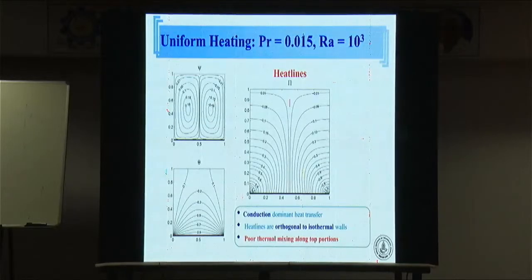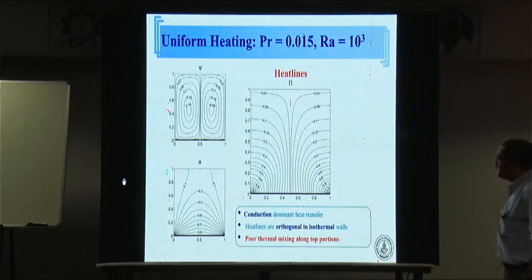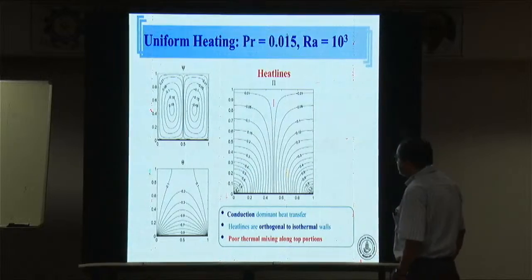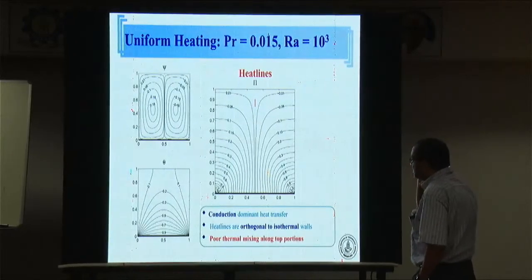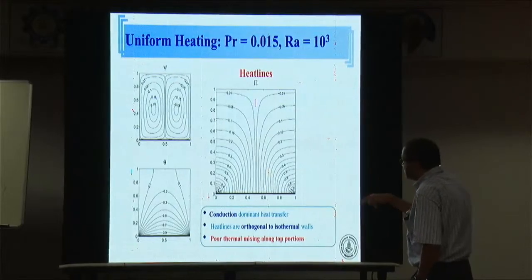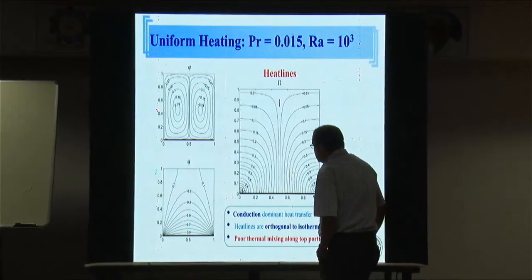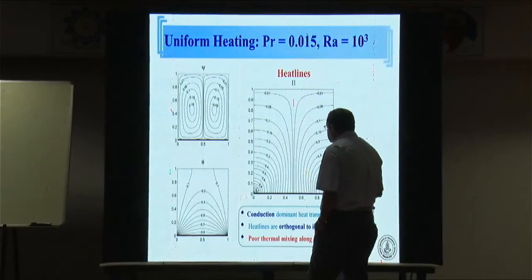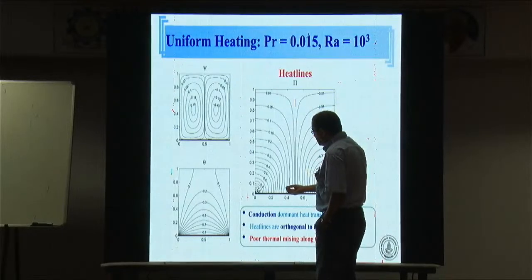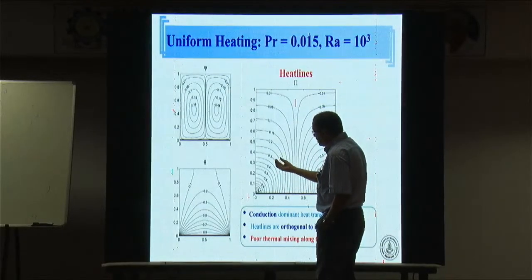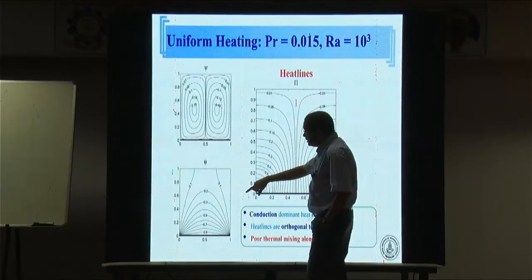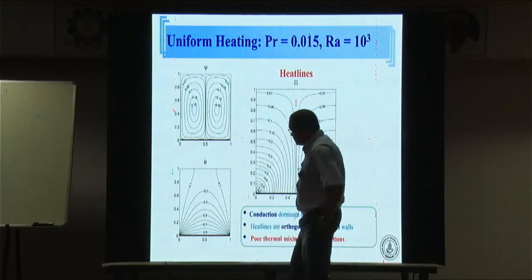So uniform heating, Prandtl number is 0.015, Rayleigh number is 10 to the power 3. This is the heat line, and this is the typical streamlines, and this is the temperature profile. The heat line says that this is the hot wall, and this is the first time I am showing that, heat line is a trajectory of energy. So how energy is flowing, and you can see a lot of dense energy map here, and that's why there is high temperature gradient at this point.